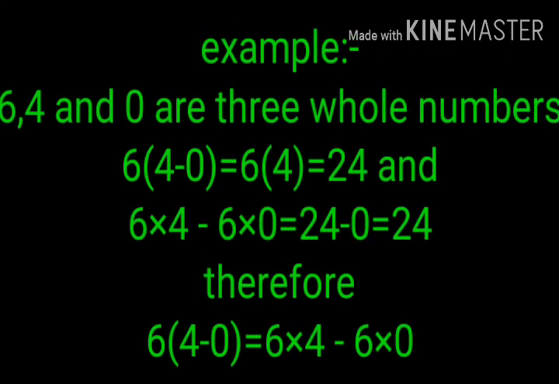Next example, 6, 4 and 0 are three whole numbers. 6 into (4 minus 0) equals 6 into 4, that equals 24, and 6 into 4 minus 6 into 0 equals 24 minus 0, that equals 24. Therefore 6 into (4 minus 0) equals 6 into 4 minus 6 into 0, that is nothing but a into (b minus c) equals a into b minus a into c.